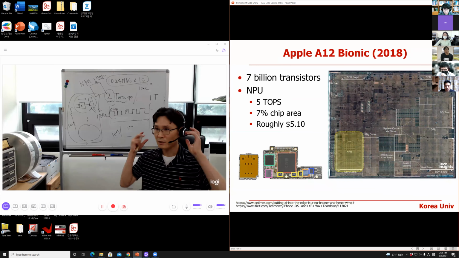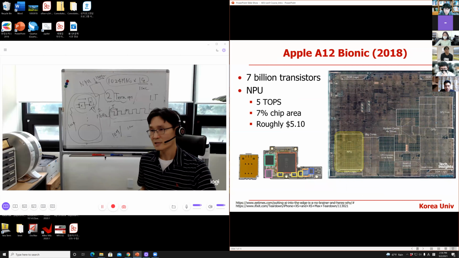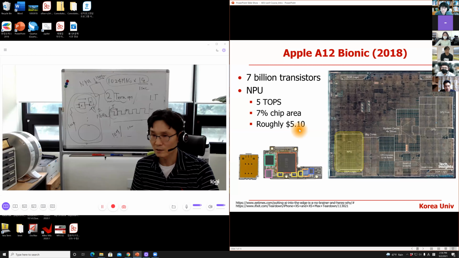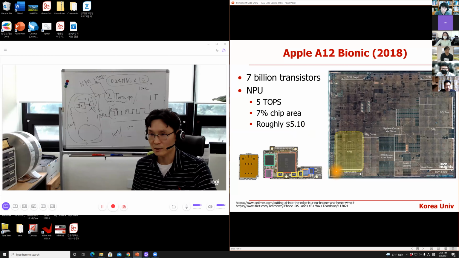Not only Samsung Exynos, but look at this Apple Bionic chip. It also has an NPU, and performance is even better: 5 TOPS, 5 tera operations per second, and it is taking 7% of the silicon area. And the price of this NPU.